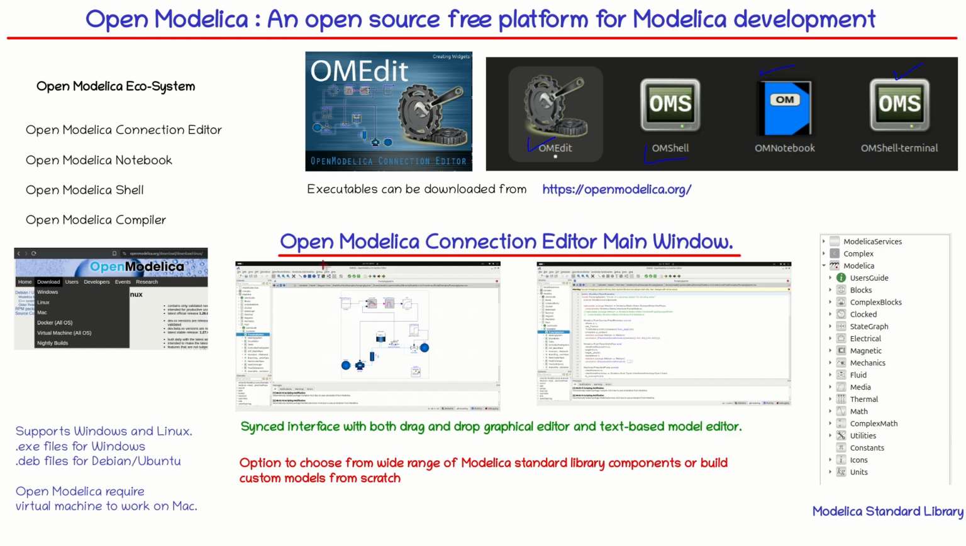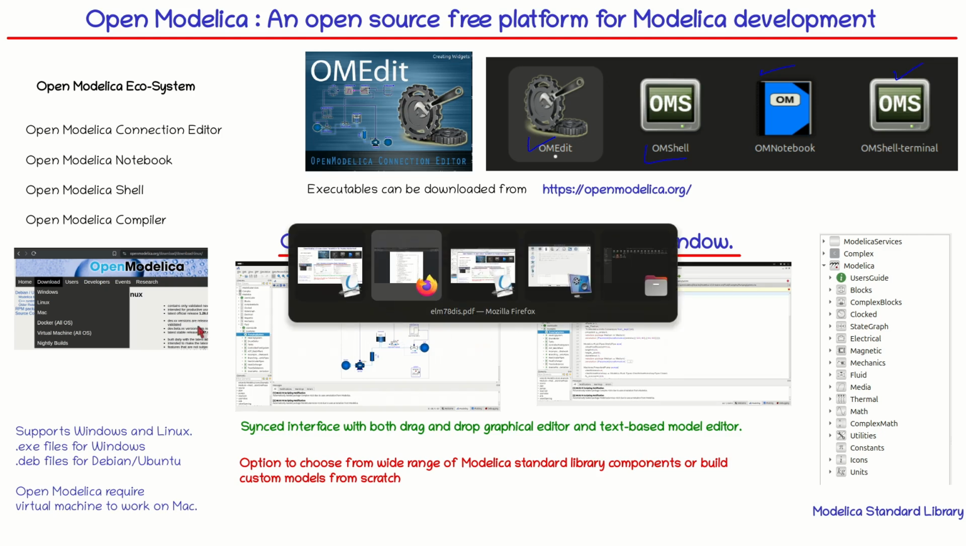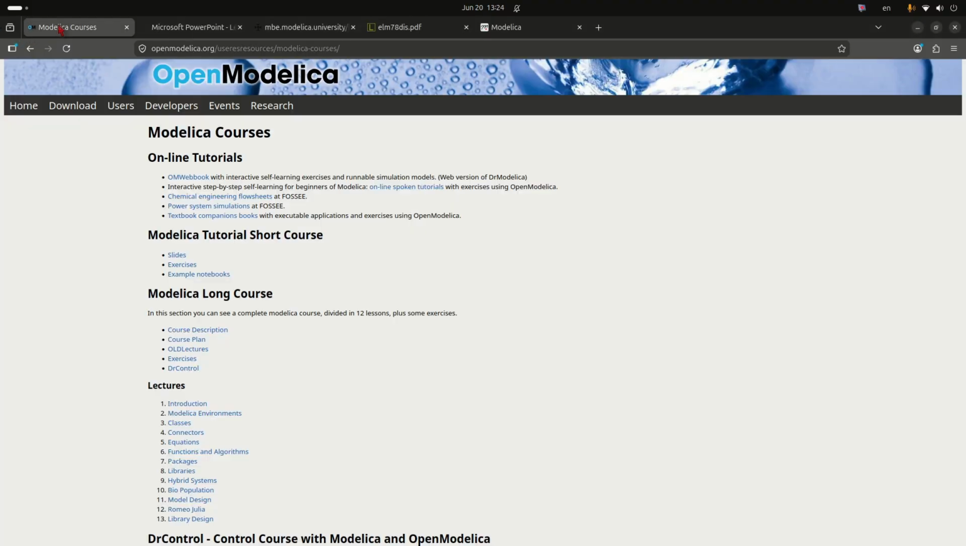Now, the Open Modelica connection editor interface looks something like this, where you have a side panel with some library components. We will get to them in more detail. And we have a graphical window where we can drag and drop components from the library and connect them to build our systems. And we have a parallel text-based view which is synced with the graphical system. So once you drag in components, it will automatically generate the code required for that. Depending on how we are modeling, we can switch between these two seamlessly and complete our model. Let's take a quick look at their official website and see what it is offering.